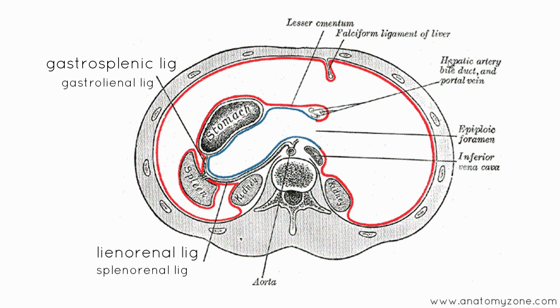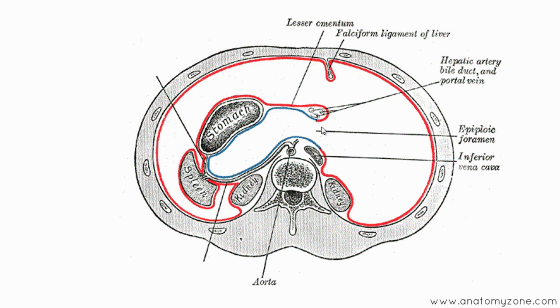So the lesser sac actually communicates with the greater sac via a little foramen called the foramen of Winslow, or the epiploic foramen. So you can see the area where this foramen is located. So anterior to the foramen of Winslow, you've got the lesser omentum containing the portal triad.